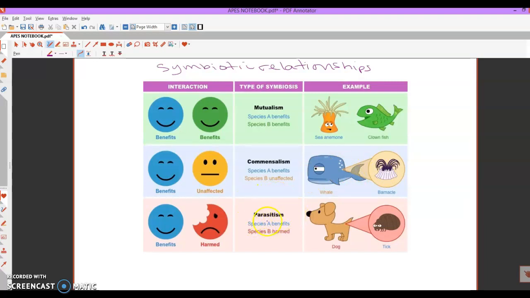The last one is parasitism. So obviously one benefits and one gets harmed. So you have an example of a dog and a tick. And all of these, they can be close and they can be long term.